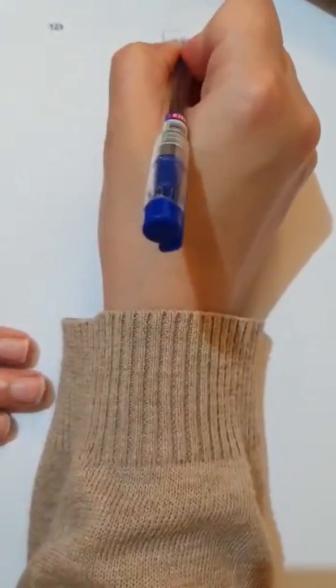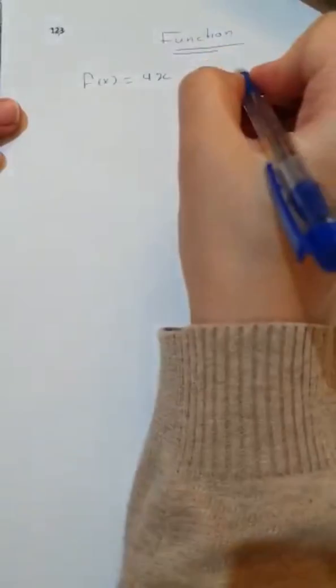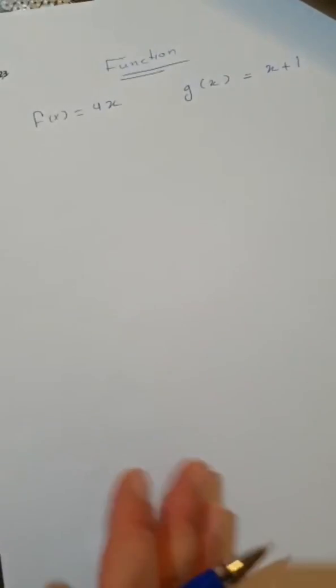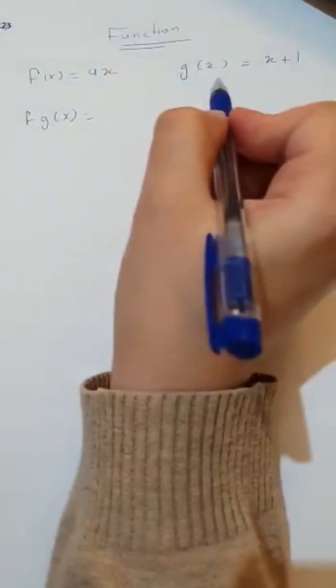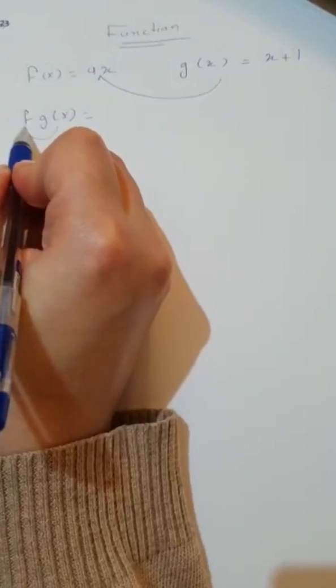I'm going to start with functions, but I'm going to talk about the second part, which is the composite functions. In the composite function, I'm going to get more than one function. Let's say f of x is equal to 4x and g of x equal to x plus 1. The meaning of the composite of function is that I'm going to put one function inside the other one. So if they ask me to find f of g of x, this means I'm going to put g of x inside f of x.